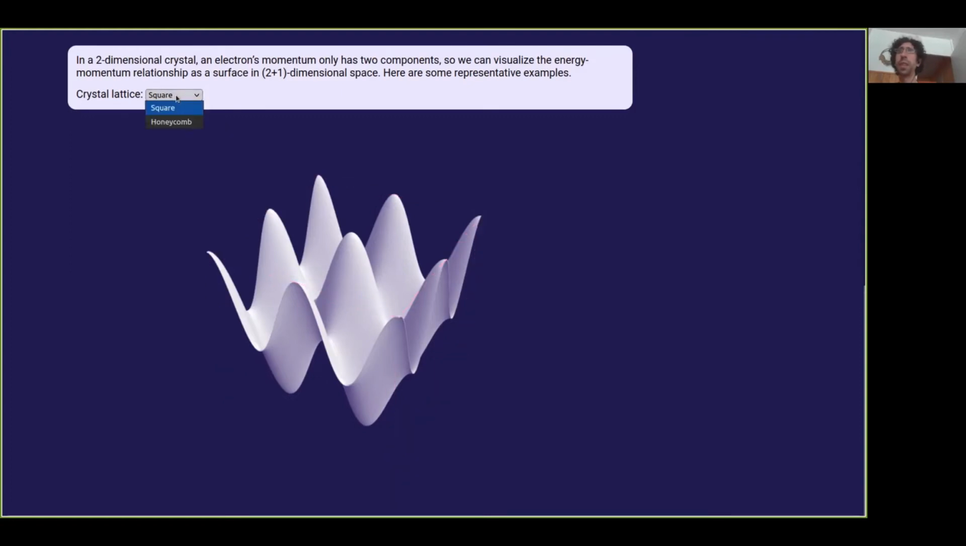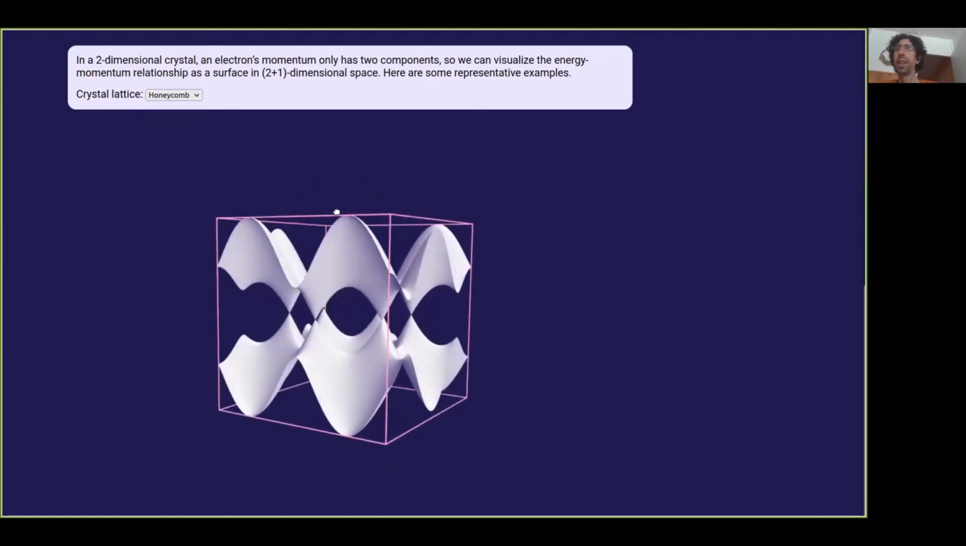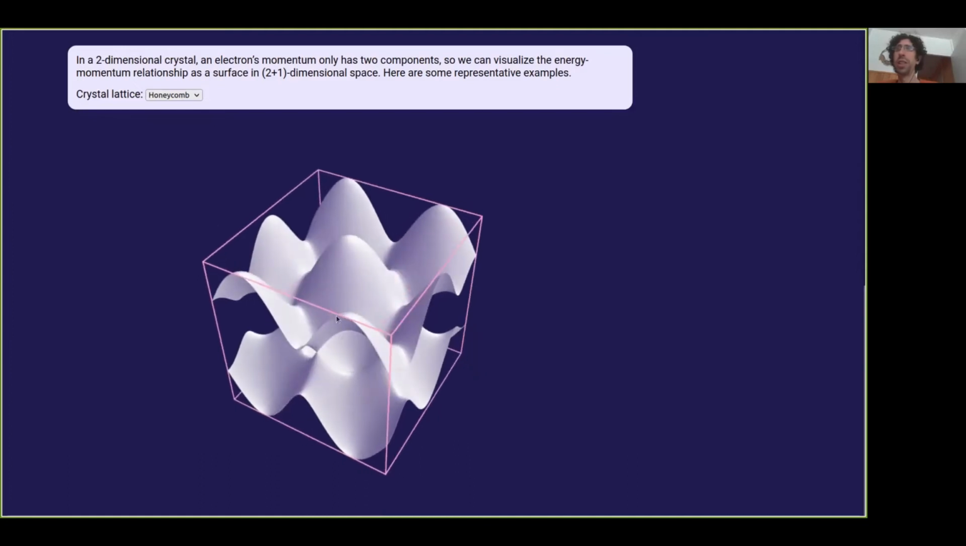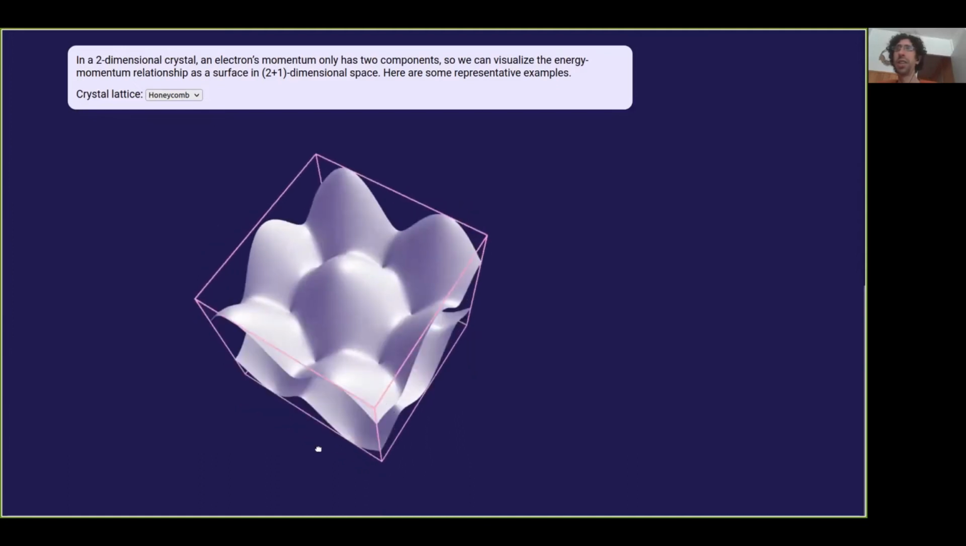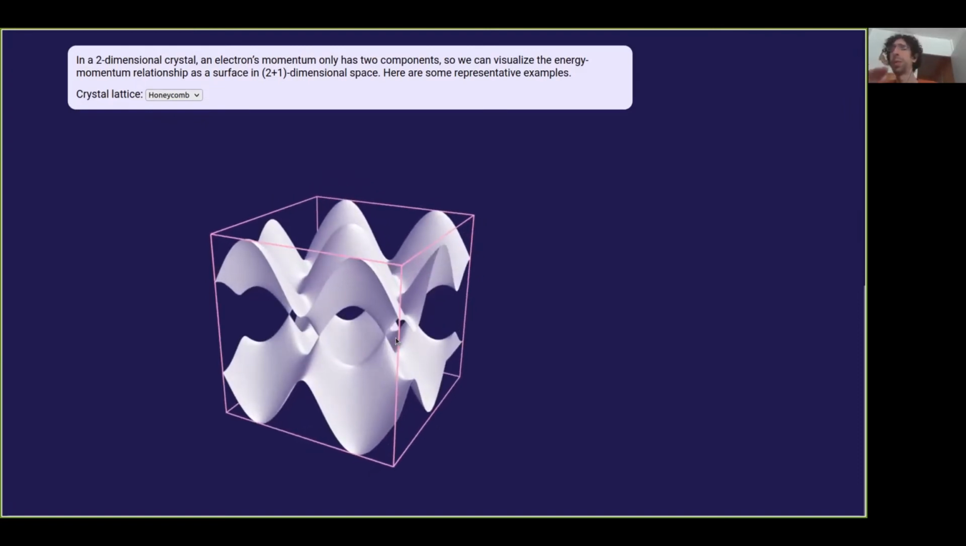For a slightly more sophisticated example, you can look at a honeycomb lattice. This is the type of lattice you'd see in a single layer of graphite. Here you get a more complicated dispersion relation. In this case, the dispersion relation is a branched double covering of momentum space, which means that for every possible value of momentum, there are two possible energies.